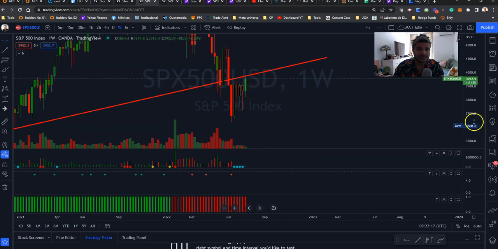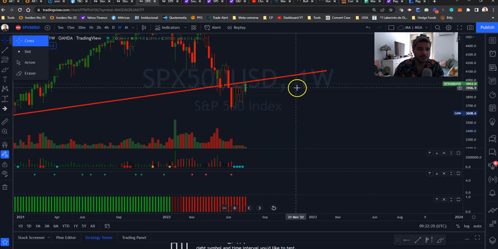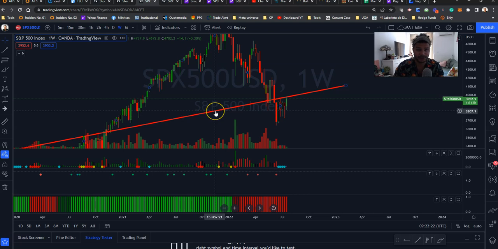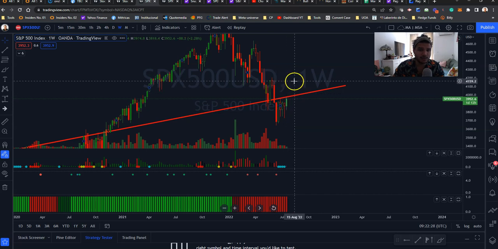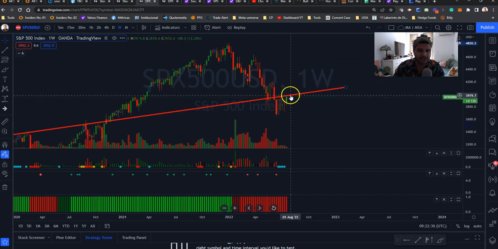And now what we're looking for is to go above. If we go above what we call the major trend line of the last 19 years, then we're looking to be in a bull market. This was just a correction, and now we're going back into correction territory. Under this almost 19-year-old trend line, we'll definitely be in a bear market.